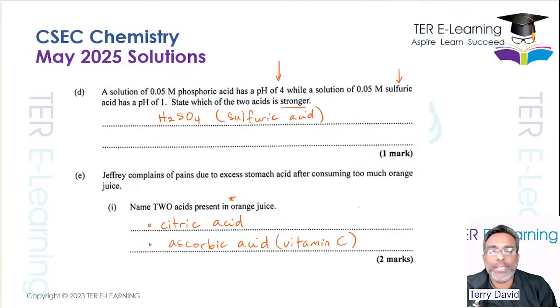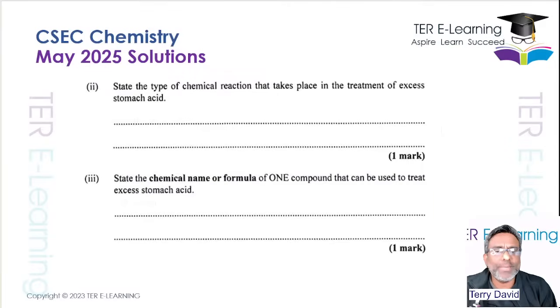Right, so that's part E, part 1. Name the type of chemical reaction that takes place in the treatment of excess stomach acid. So this here is what we call acid reflux, and they want the type of chemical reaction. So the reaction that takes place there is a neutralization reaction.